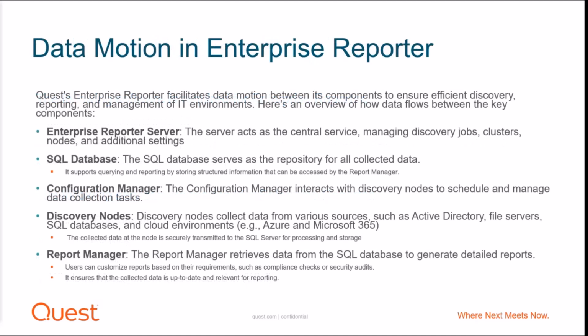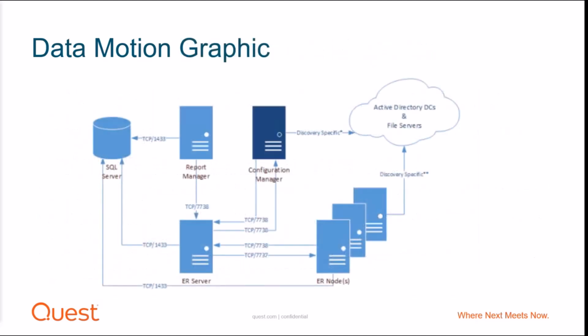The data motion in Enterprise Reporter is fairly simple. It does have a couple of components in which the data must move between. The Enterprise Reporter server is the core of the system, and it does read and write data to the SQL Server. The Configuration Manager is where the configurations are performed in Enterprise Reporter. The discovery nodes perform all the work, and the Report Manager is where the users will be able to pull data from the system. To make it easy to understand, I've added a graphic to this so you can see the data motion in between the different components of Enterprise Reporter.